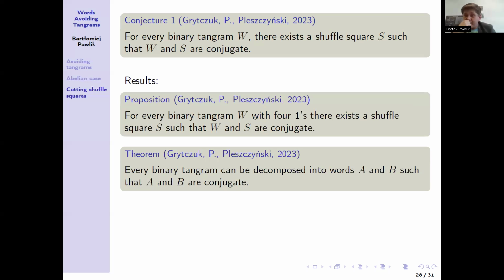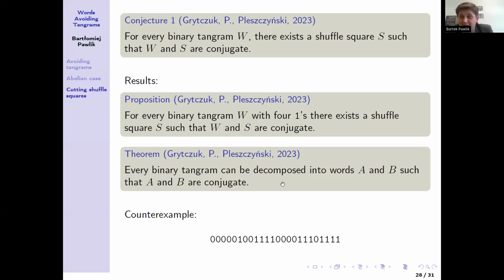Oh, no, sorry, it's not. It's just simple calculations. You can check it by hand, actually. And this is a simple statement. And this one, that every binary tangram can be decomposed into two words A and B such that A and B are conjugate, is based on the Goldberg-West theorem, and yeah, this is a nice result.